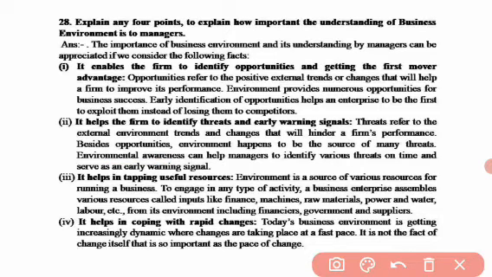Next, business environment helps in tapping useful resources. In every business organization, with the help of the environment, the resources are to be utilized in a proper way. A business enterprise assembles various resources like finance, machines, raw materials, power and water, labor, etc. So these resources are to be applied in a correct manner with the help of the environment.